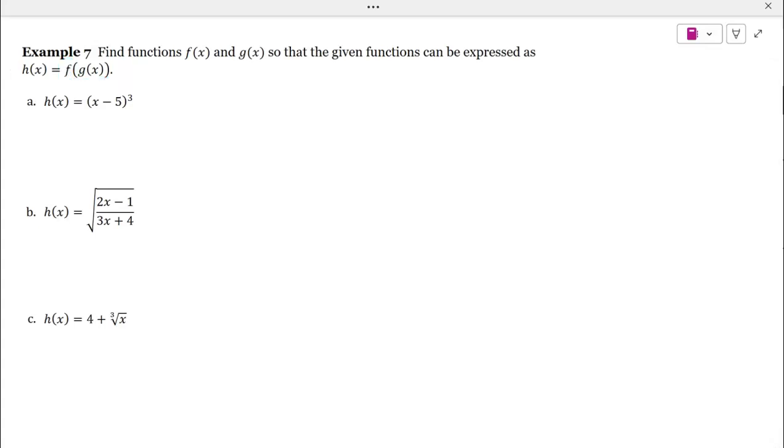So looking at the structure of example A, it looks like the overall structure, what I might call the outer function, is something raised to the third power, the something we'll call x. And the function that's on the inside is what's inside the parentheses. So that looks like x minus 5.